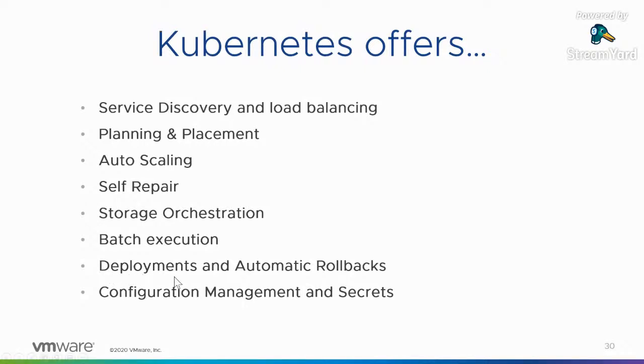The last but one is deployments and automatic rollbacks. So during configuration changes, when the upgrade happens, say for example, we are currently on 1.16.4 and 1.17 is out. We'll have to upgrade it. So Kubernetes takes care of these upgrades in a rolling upgrade fashion.